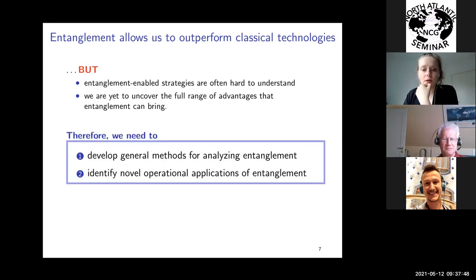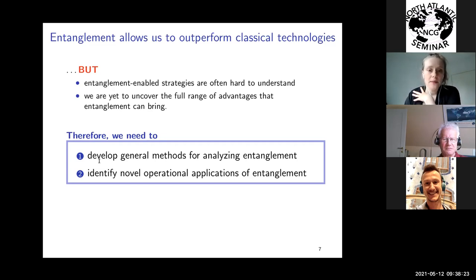Okay, and therefore I want to say that we kind of need two things. First, we need to develop some general mathematical methods for analyzing quantum entanglement, and then these could be used to identify new applications of entanglement. I don't believe we're even close to understanding what consequences entanglement has for information processing. We have some really interesting examples, but I think we're nowhere close to a full understanding.